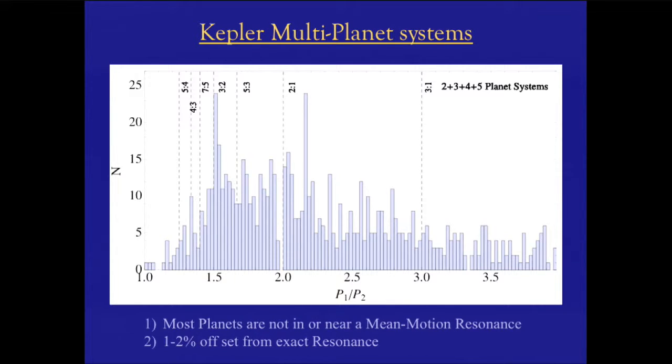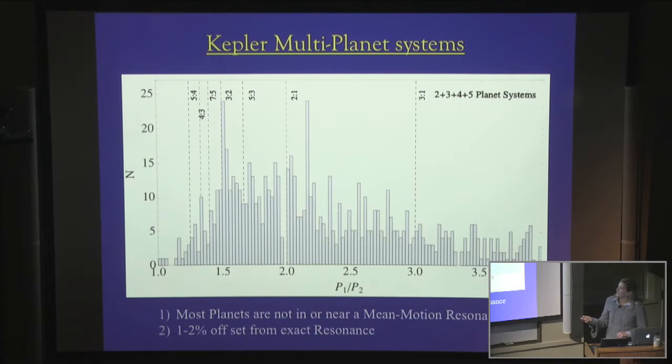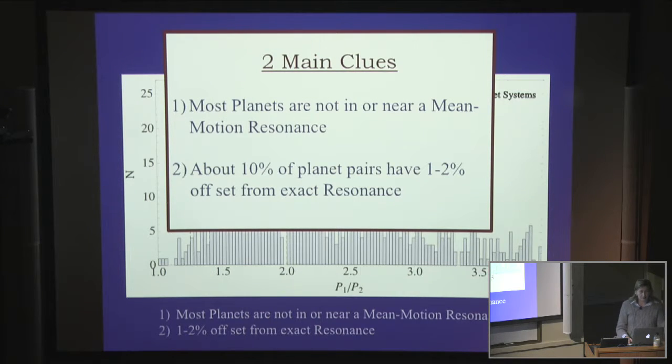So I think the zeroth order thing you should see is that most planets are not in or near any of these mean motion resonances. There is, however, for a small fraction of planets, maybe 10% or so, they do seem to know about these mean motion resonances, like for example here, the 3 to 2, and then more than anything, there seems to be a big deficit just short of the 2 to 1. So about 10% of the planet pairs seem to have some memory of those and are in or close to those mean motion resonances, although the period ratios are slightly bigger than the exact resonance. So what do these two clues tell us about their formation? What can we learn from that?